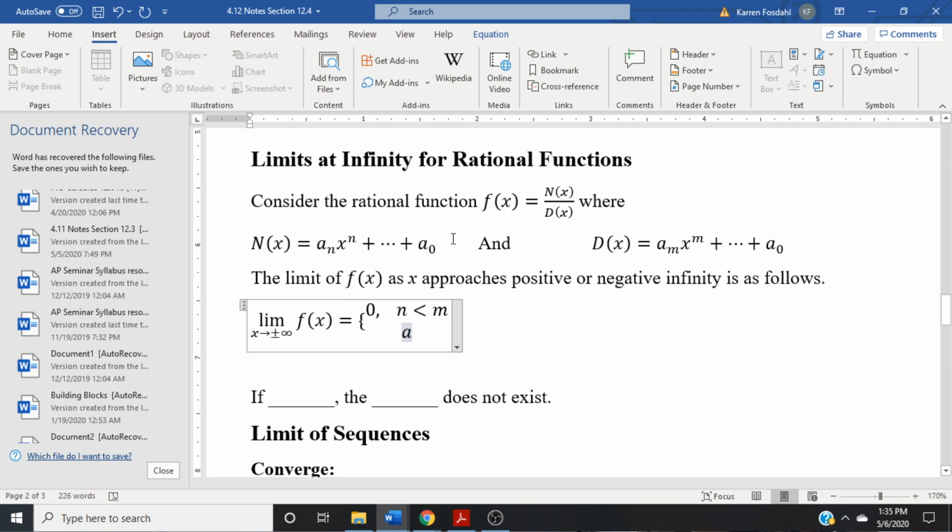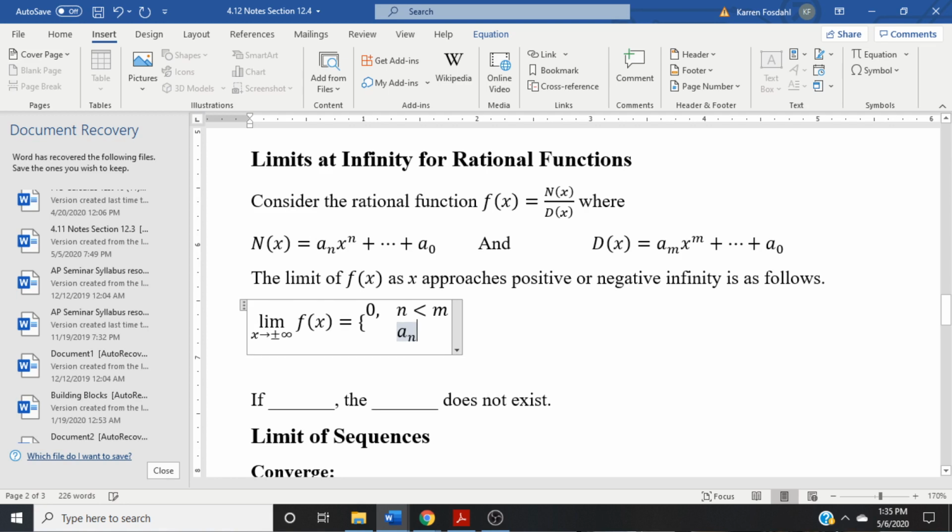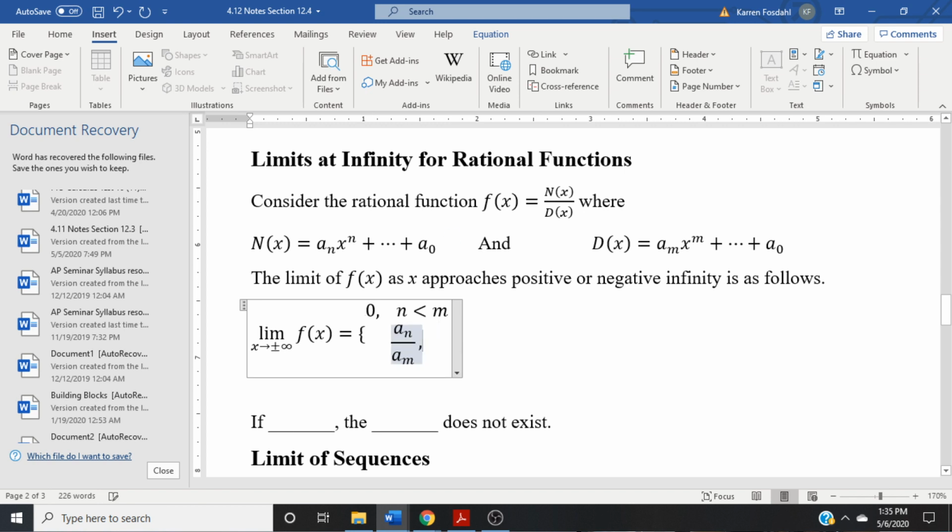If the denominator and the numerator have the same power, if n equals m, sorry, let's line this up.